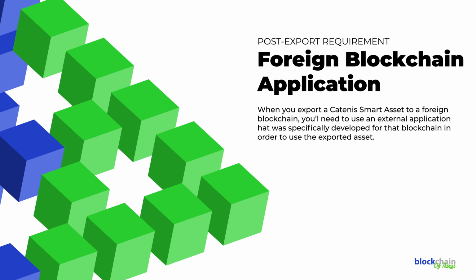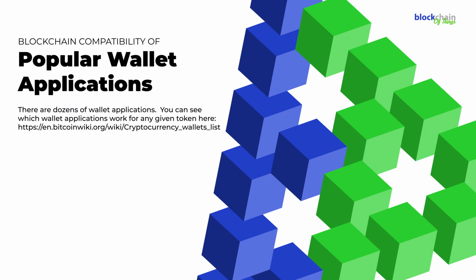Note that you will need to install an application that supports the foreign blockchain to which you are exporting your Catenis Smart Asset. Note that some wallet apps such as MetaMask require you to supply the token contract address in order for tokens to be added to the wallet. You can see which blockchains are supported by popular wallet applications here.